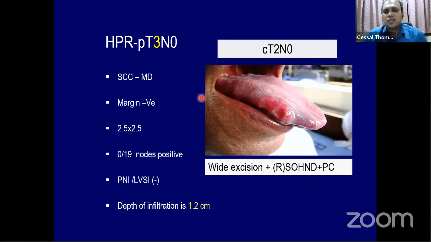Now, there are certain situations where early disease to start with will end up pathologically stage 3 disease. So this is a clinical scenario. This patient can have a depth of invasion more than 1 centimeter. Actually, this patient had a pT3 disease, because the depth of invasion was more than 1 centimeter. So if the tumor size is T2 and the depth of invasion is more than 1 centimeter, then it is automatically a stage 3 disease. That is a T3 disease. But if the size is more than 4 centimeters and depth of invasion is more than 1 centimeter, then it becomes a T4 disease. So that is the TNM staging.